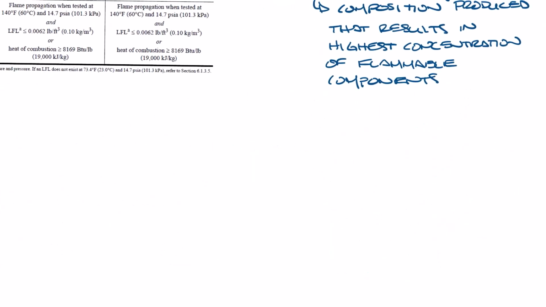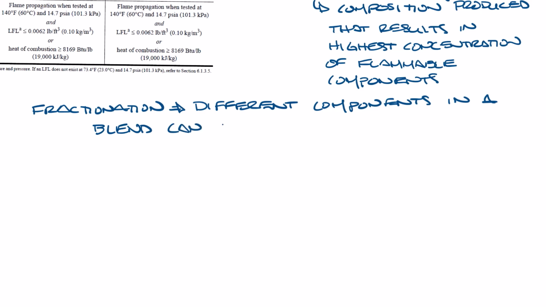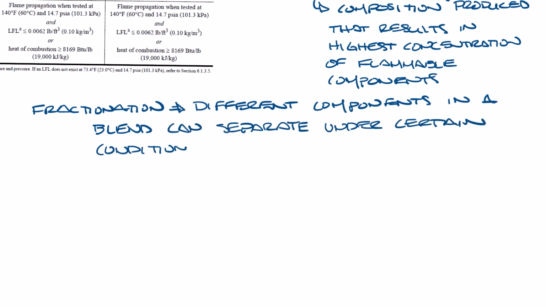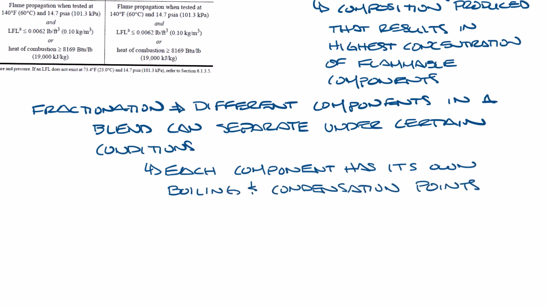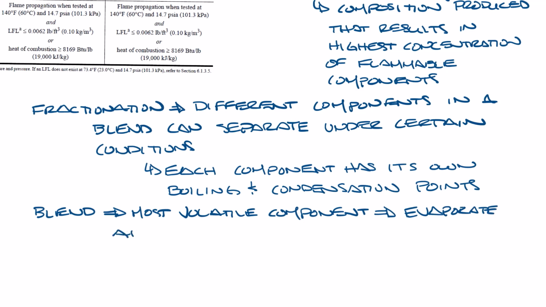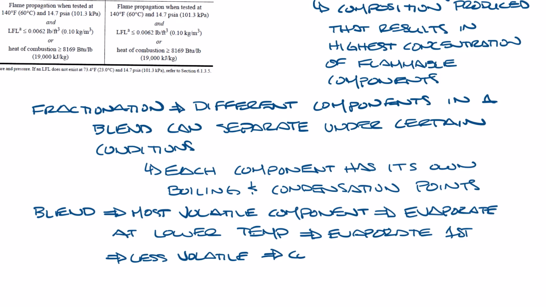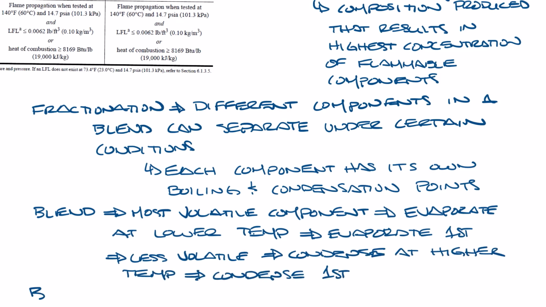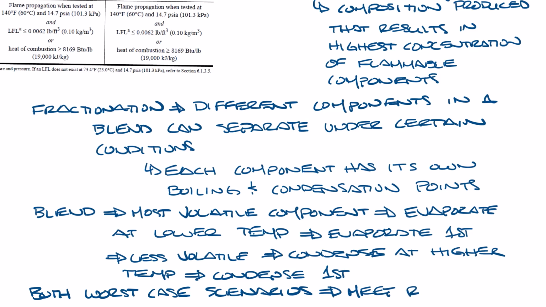Fractionation refers to the way different components in a refrigerant blend can separate under certain conditions because each component has its own boiling and condensation points. When a refrigerant blend is in use, the more volatile components, which evaporate at lower temperatures, tend to evaporate first, while the less volatile components, which condense at higher temperatures, tend to condense first. So basically, the standard says that these two worst-case scenarios also need to meet the same requirements for flammability.